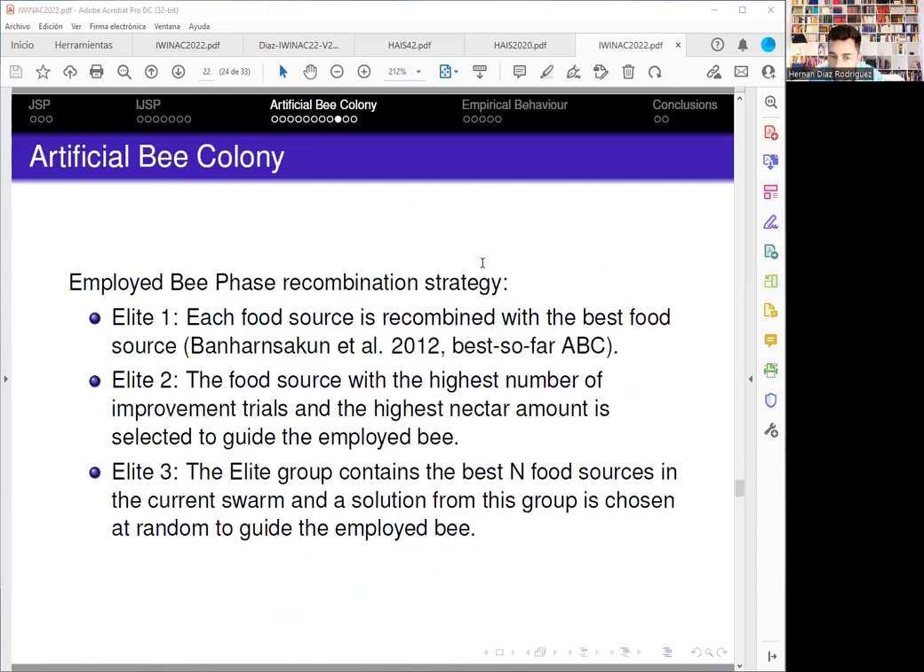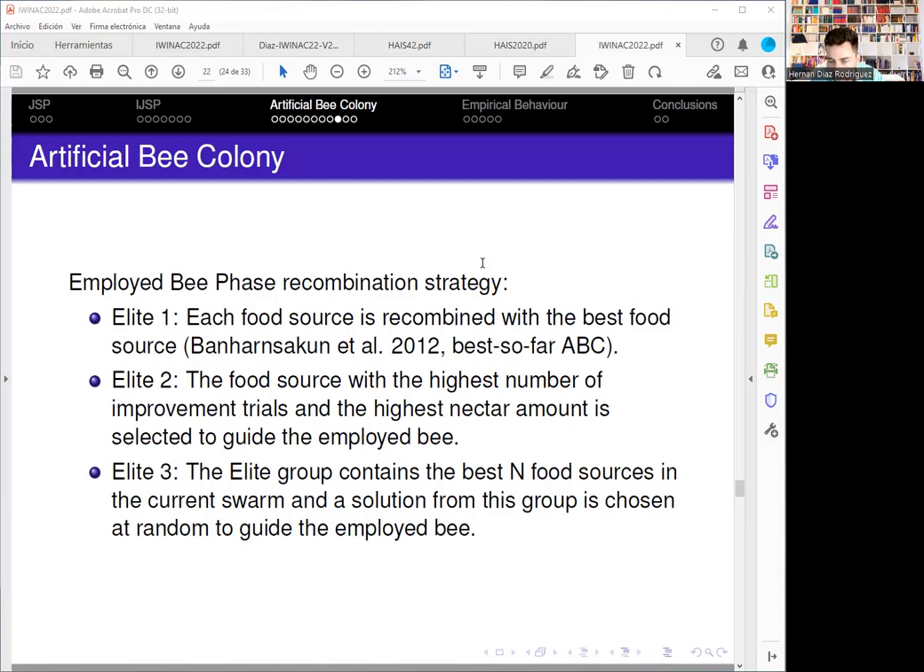Okay, so let's talk a bit again about the employed bee phase, about the recombination strategy. We have talked about Elite 1, where each food source is recombined with the best food source. This is what is found in the classical literature, and it has the problem of being very intensive in exploitation, so it has a bit of premature convergence. To improve this and bring more exploration, more diversity to the algorithm, we propose two different strategies.